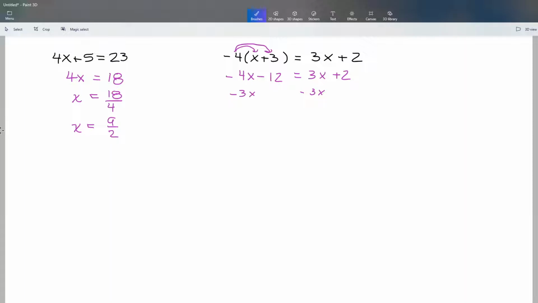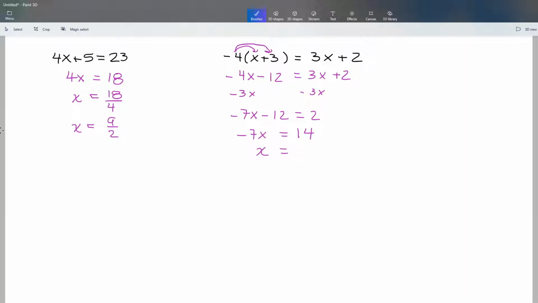Okay, now negative 4x and negative 3x is going to give me negative 7x. Right, they're both negatives, so you get even more negatives. And then I still have this minus 12. Okay, now over here, 3x minus 3x is 0, so that term is gone, and then I'm just going to have my 2. Okay, so now I want to move my 12 over to the right to be with my other numerical term, so I'm going to add 12 to both sides. Okay, so 2 plus 12 is 14, and then I'm going to divide both sides by negative 7.